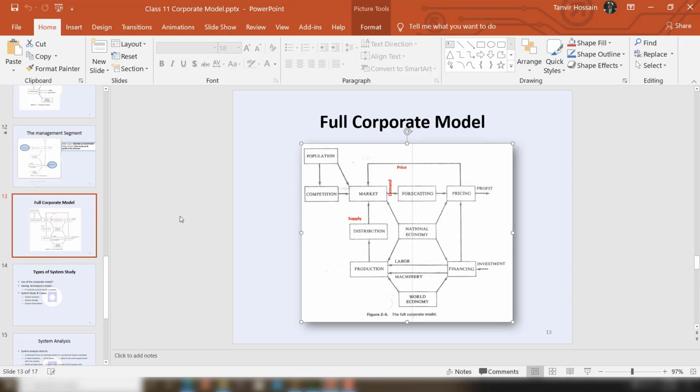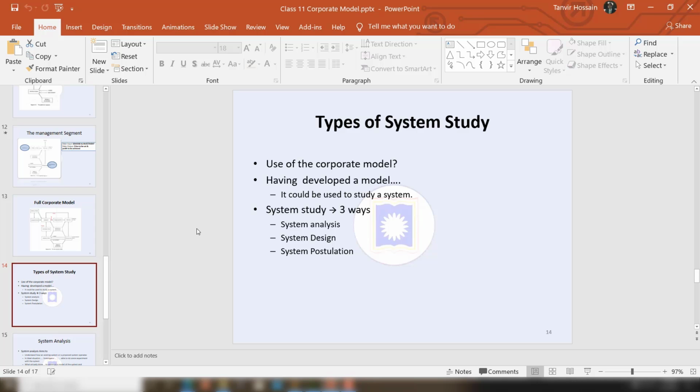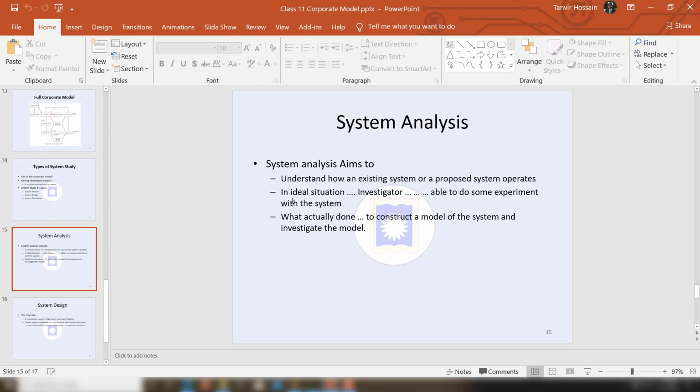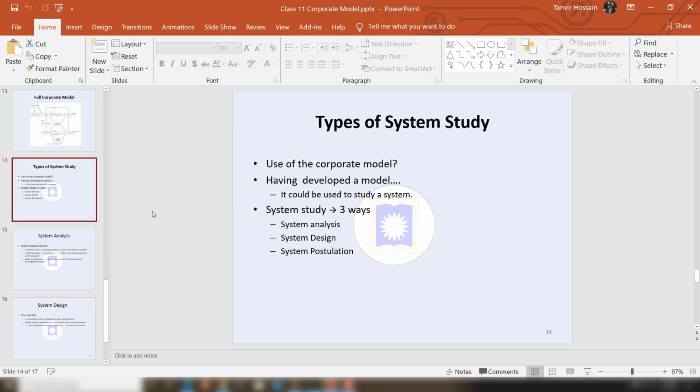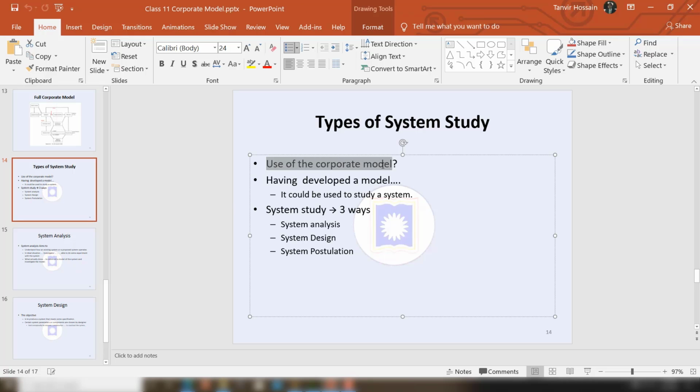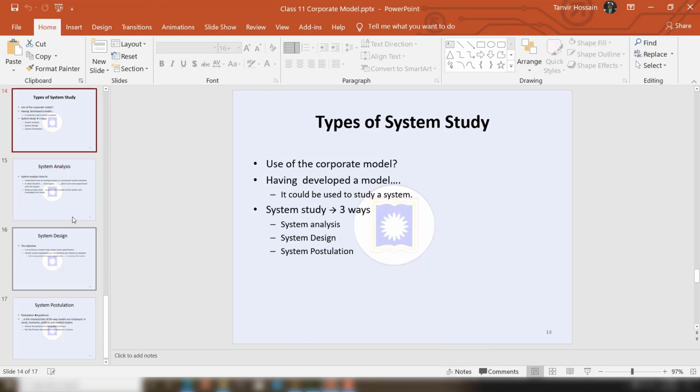So now finally we'll be talking about some types of system study, and this is the final topic of this lecture, and for that, the use of the corporate model. Having developed a model, it could be used to study a system. We study a system in three different ways: system analysis, system design, and system postulation.